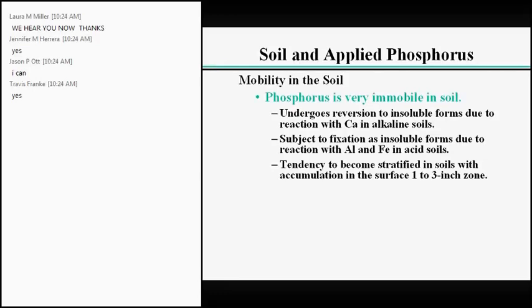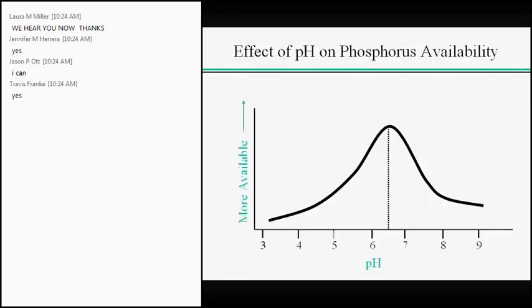And so around our homes, this stratification also occurs if we are applying phosphorus to our soils. And this usually occurs in the top 1 to 3 inches. And we'll talk about how to manage this in a little bit. Next slide.